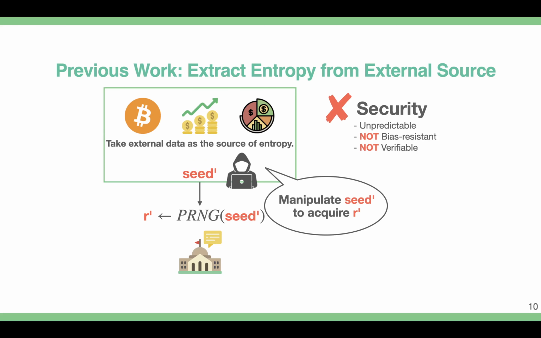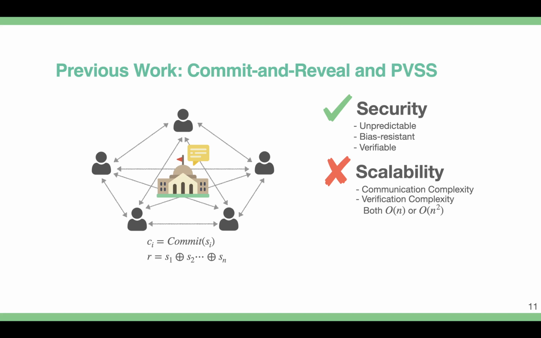Some protocols extract randomness sources from Bitcoin or public financial data, but they only achieve unpredictability but not bias resistance, because the sources can still be manipulated. Some protocols adopt commit and reveal schemes, and some others adopt publicly verifiable secret sharing to recover the unrevealed secret. They can hide the input of the random generator before revelation. Thus, they can defend against the adversary who wants to craft the malicious input.